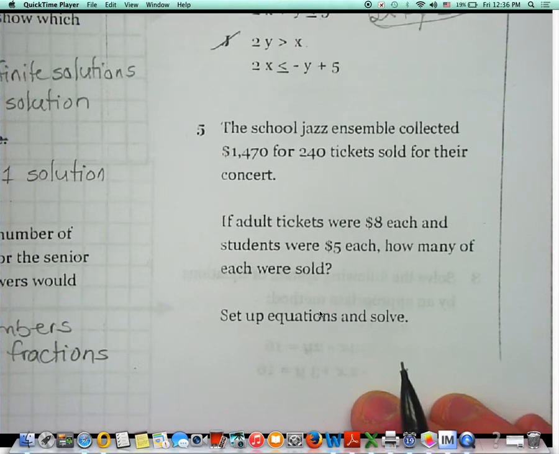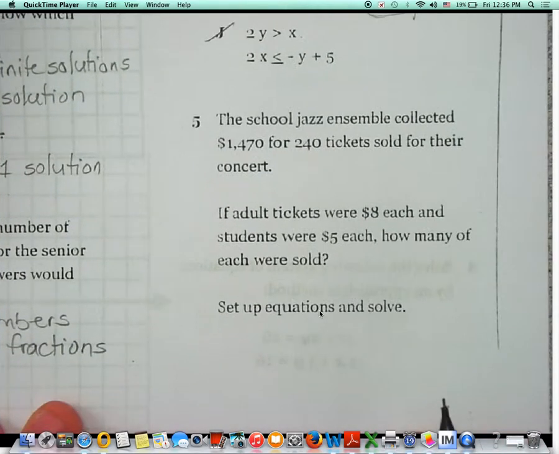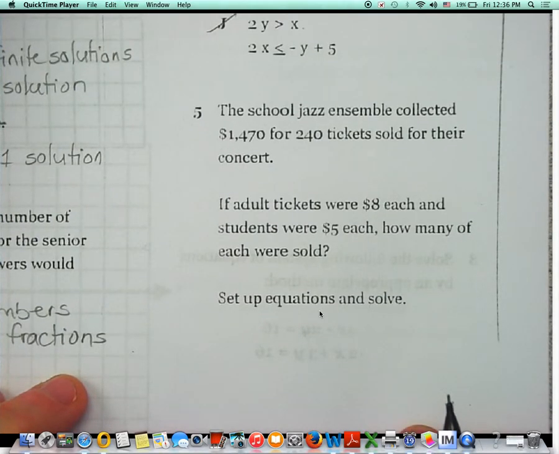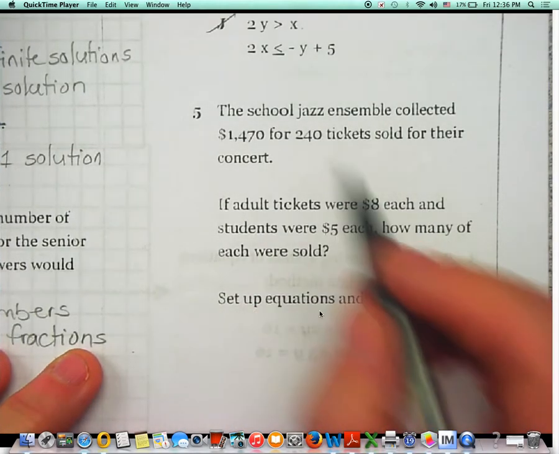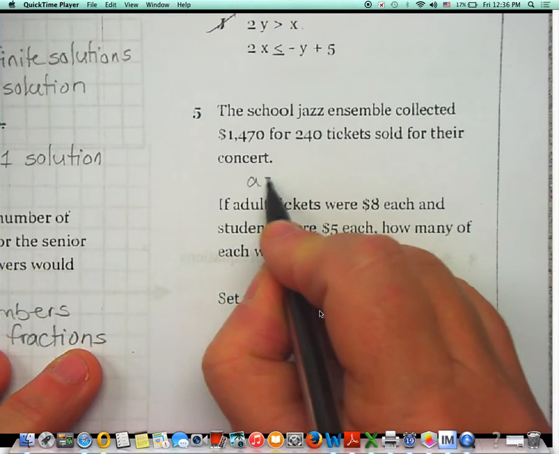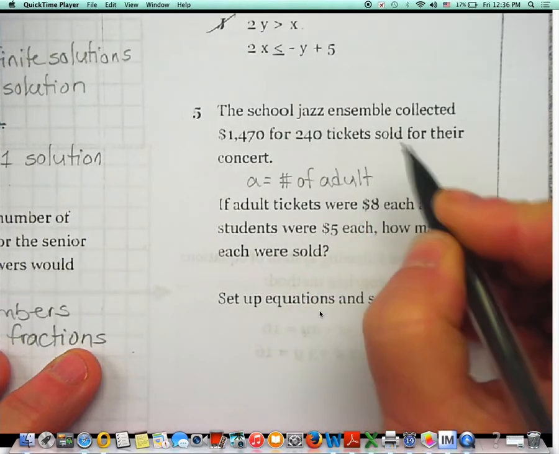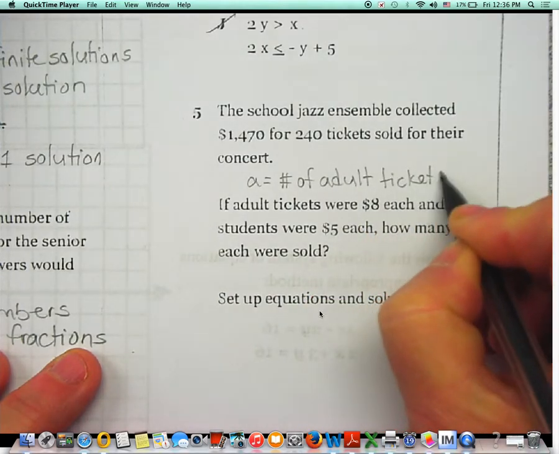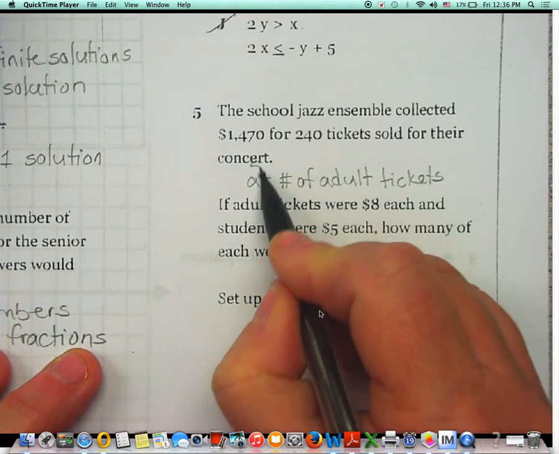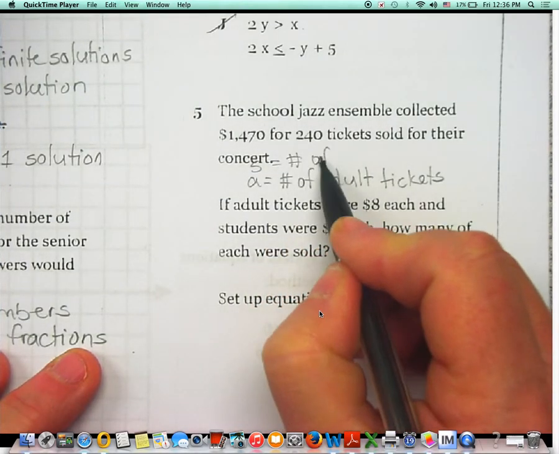Okay, number 5. The school jazz ensemble collected $1,470 for 240 tickets sold for their concert. If adult tickets were $8 each and student tickets were $5 each, how many of each were sold? Set up equations and solve. Okay, so we need some variables. We're going to say let A equal the number of adult tickets, and we'll let S equal the number of student tickets.